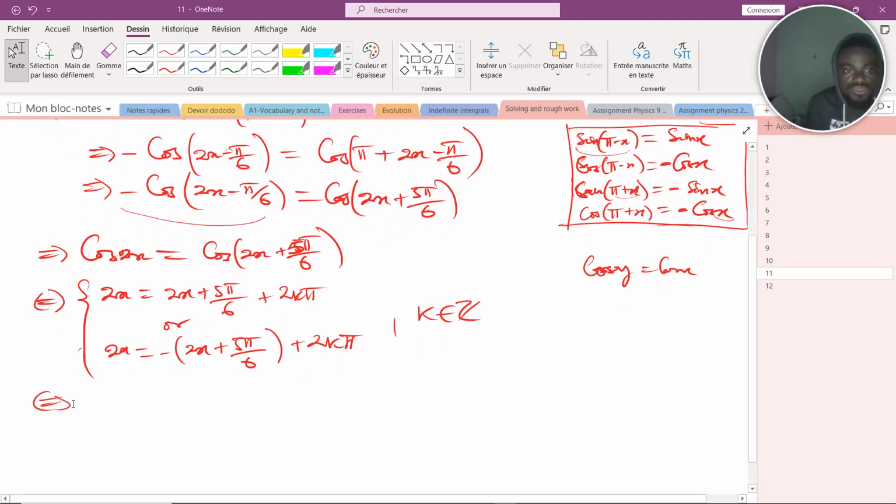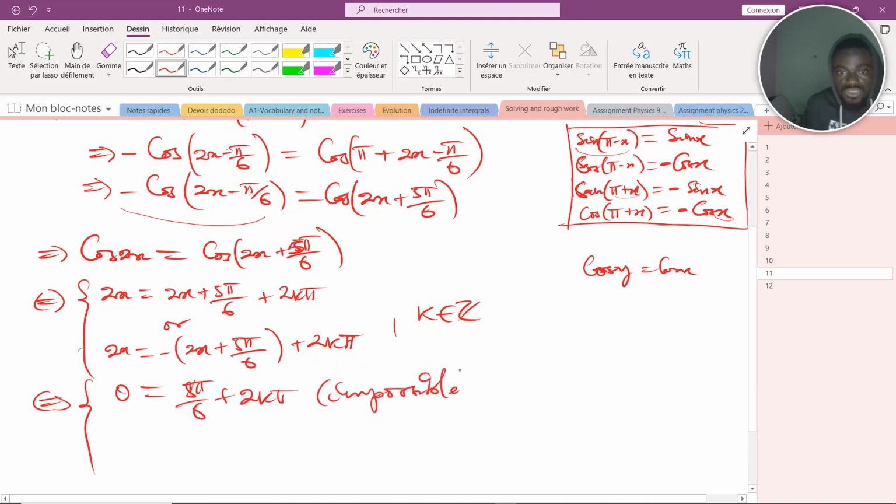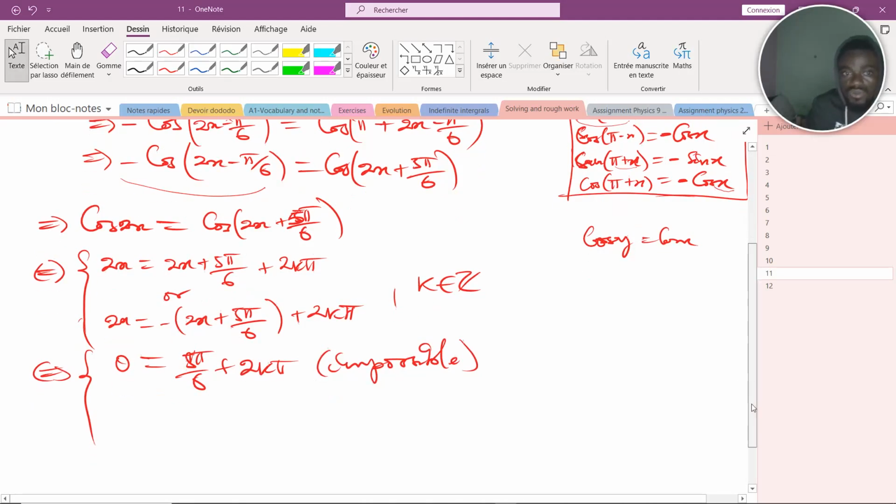So this implies, or it is implied by, this and this will go. So I'll have 0 being equals to 5 pi on 6 plus 2k pi, which is impossible. So this first one does not have a solution. 0 cannot be equals to this. That's impossible, because these are numbers. So this one has no solution.